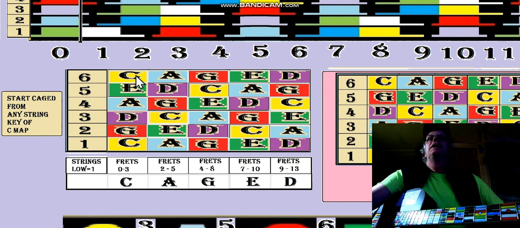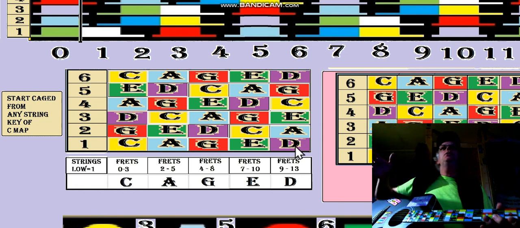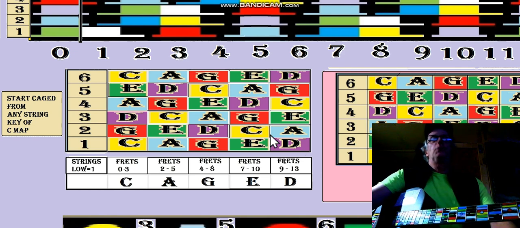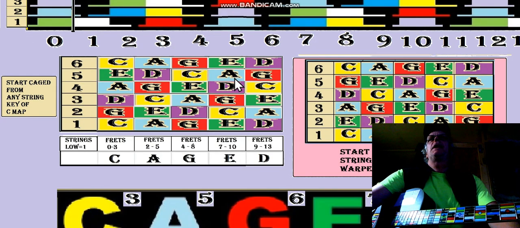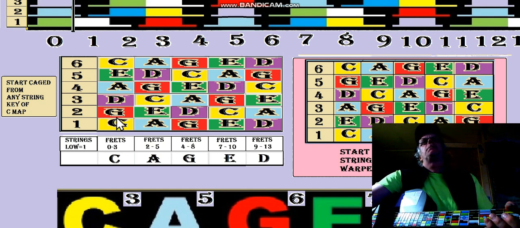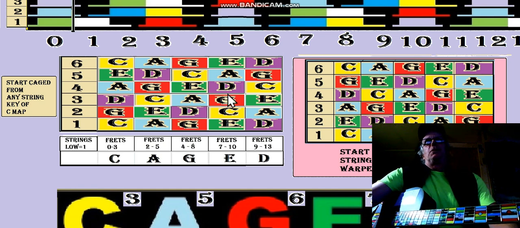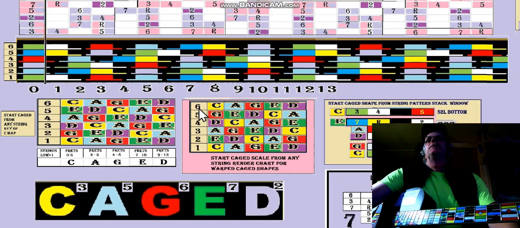share notes particularly. Now you look at this, C going to G, it skips the A. G goes to D, it skips the E. D goes to A, it skips the C. And A goes to E, it skips the G. E goes to C, it skips the D. You wouldn't think that. I'm going to show you why. But this is the map. I'm going to show you why in a minute.